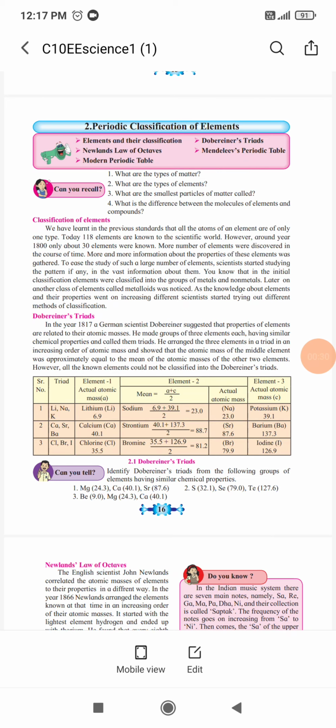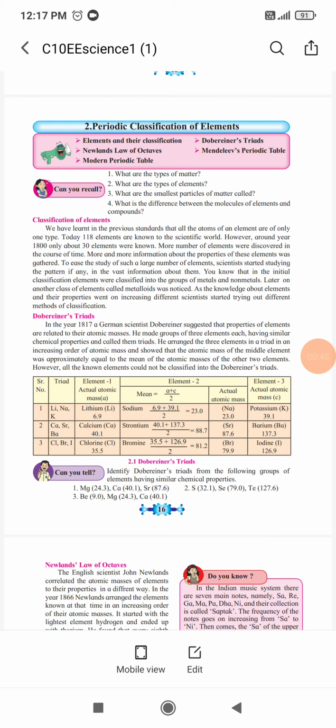Now first of all, look at the types of matter: solid, liquid and gas. And what are the types of elements? Elements, you know, are carbon, sodium, hydrogen, all these things. There are different types of carbon. The smallest particle of matter, that you know very well.